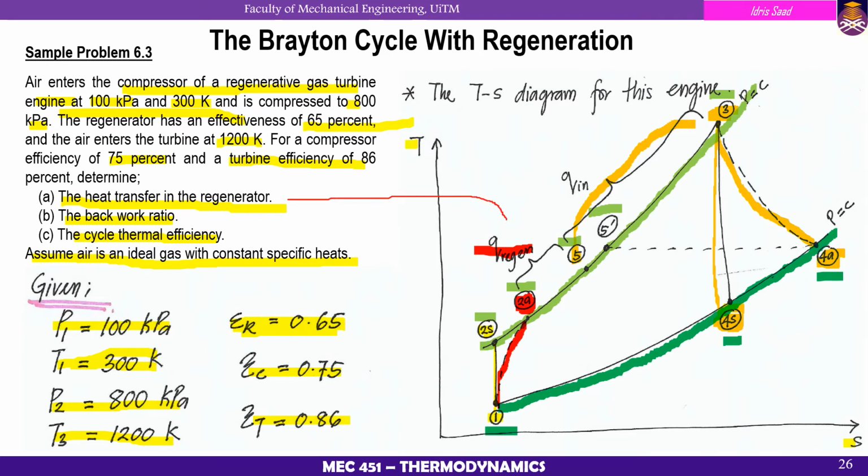Now the question asks us to determine the heat transfer in the regenerator, so basically we need to determine the Q regeneration. This is how we extract the information from the question given to us. Please note that for any cycle, we need to have the property diagram or the process diagram. In the case of the Brayton cycle, we must draw the TS diagram to show the process, so that it is easy for us to determine all the required quantities.